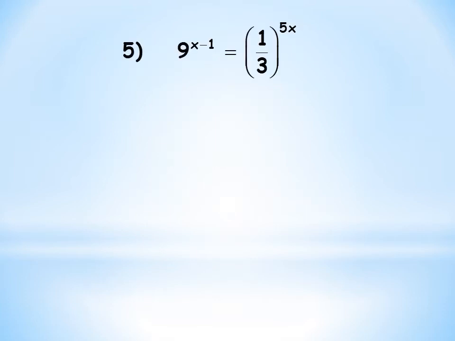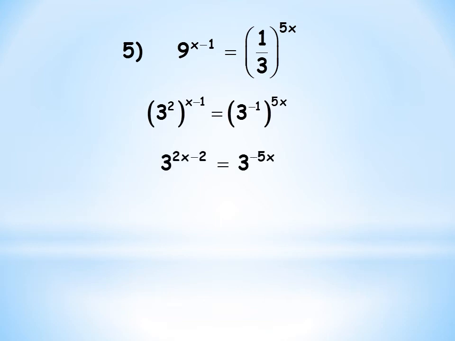All right, here I have 9 and I have 1/3. So I have to think, how can I write these so that they would have the same base? Well, I know that 3 squared is 9, and I know I can write 1/3 as 3 to the minus 1. So now I can write them like this, set the exponents equal, and solve.